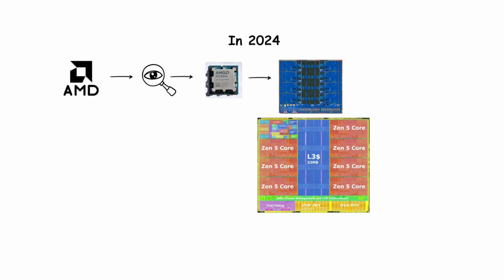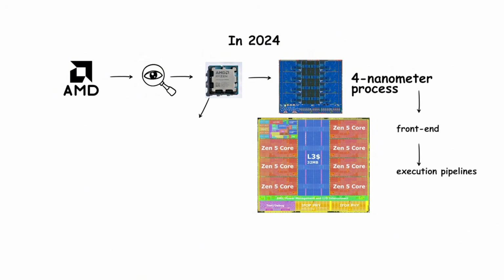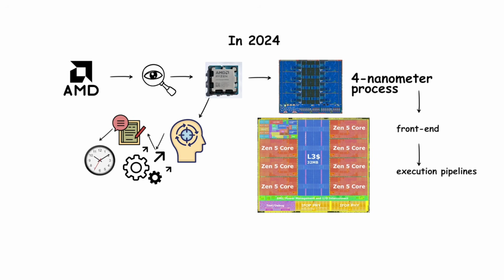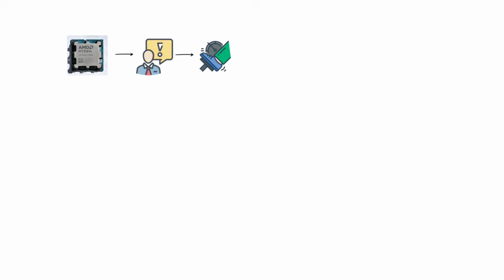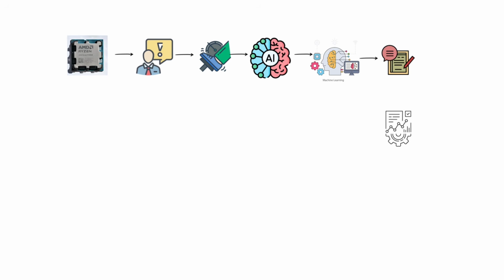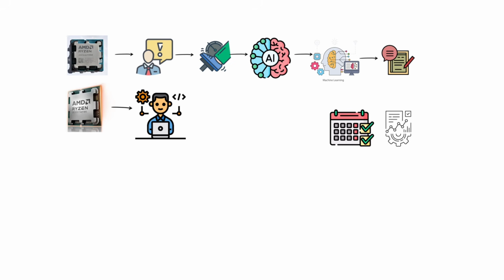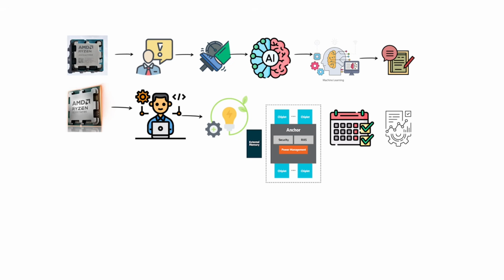Zen 5. In 2024, AMD introduced Zen 5, its most advanced architecture yet. Built on a refined 4nm process with redesigned front-end and execution pipelines, Zen 5 focused on further improving efficiency and instructions per clock. A key emphasis was on accelerating artificial intelligence and machine learning tasks with new instructions and optimized scheduling. The Ryzen 9000 series delivered higher performance at lower power, continuing AMD's chiplet strategy with improved interconnect bandwidth.